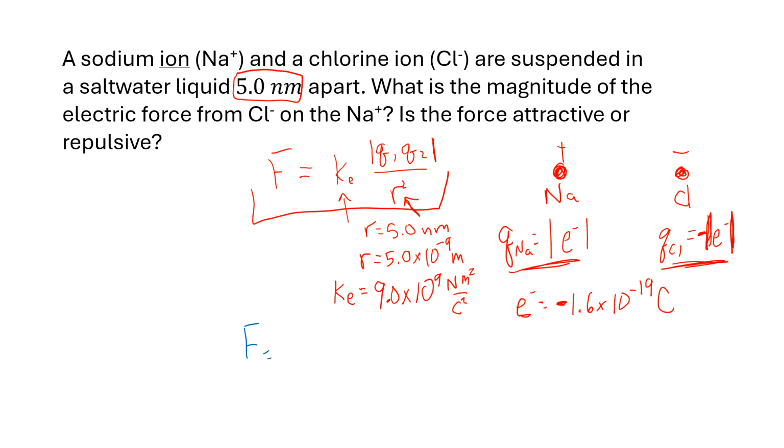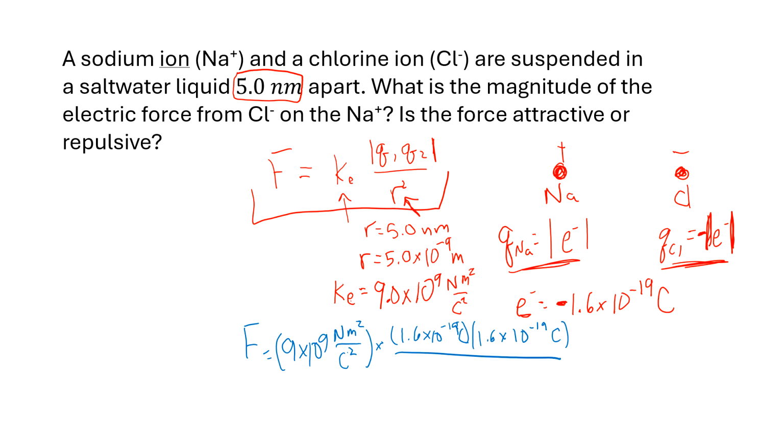The force is equal to 9 times 10 to the 9 newton meter squared per coulomb squared. We can ignore the absolute values. That's just saying whatever we get is going to be positive. So that's 1.6 times 10 to the minus 19 coulombs, times, and I could put in a negative 1.6, but it doesn't matter if we're taking the absolute value, 10 to the minus 19 coulombs, divided by 5 times 10 to the minus 9 meters, all squared.